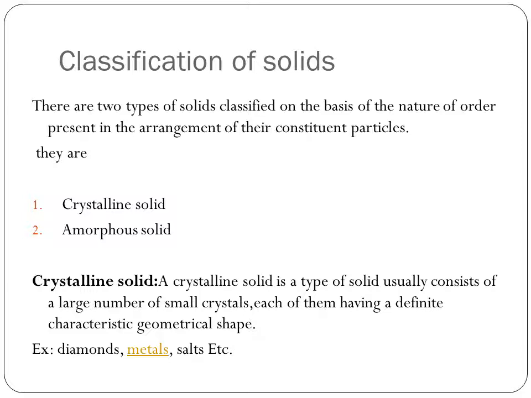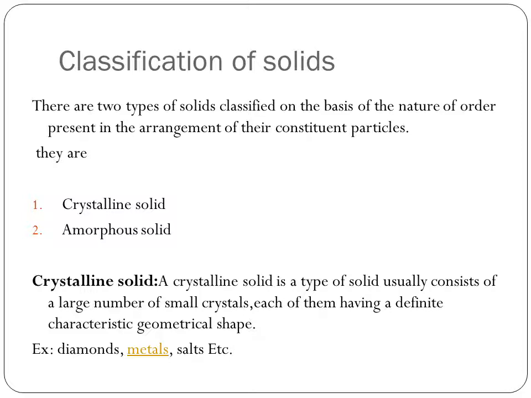A crystalline solid is a type of solid that usually consists of a large number of small crystals, each of them having a definite characteristic geometrical shape. So dear students, try to understand the concept. And further I would like to extend the definition. These small crystals are arranged in a definite order. They are arranged perfectly. They are arranged systematically.